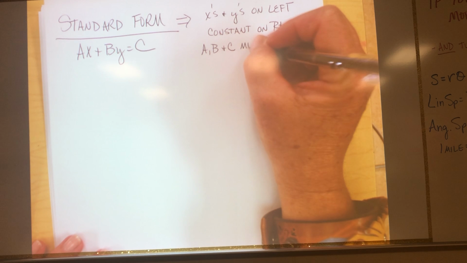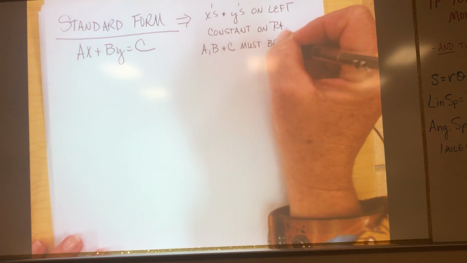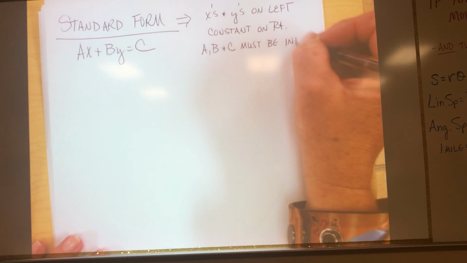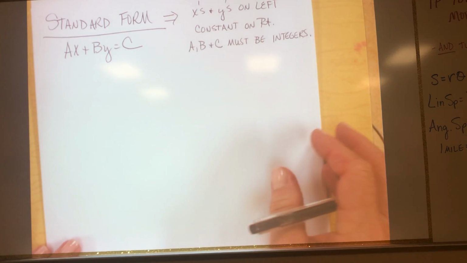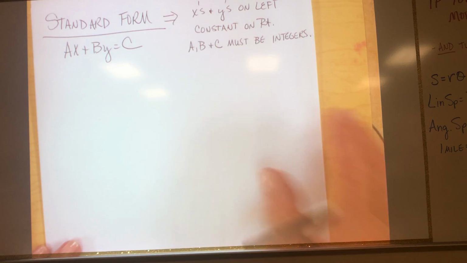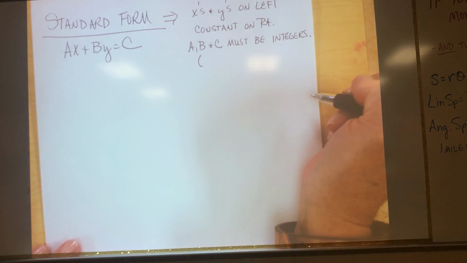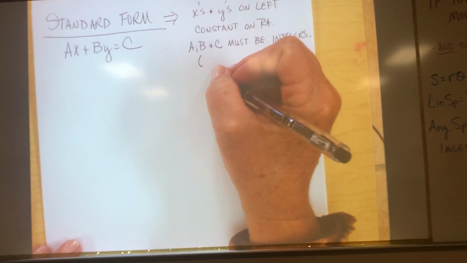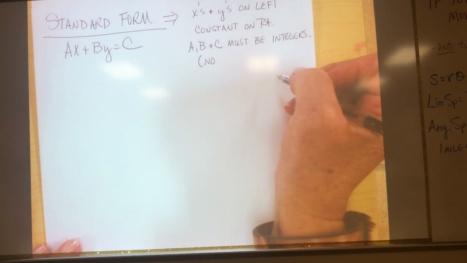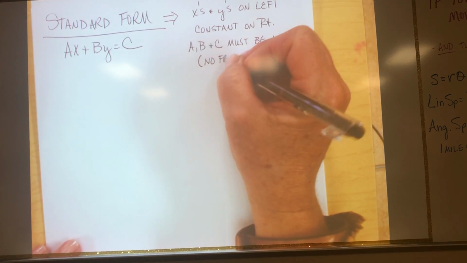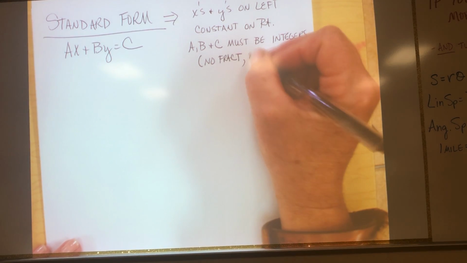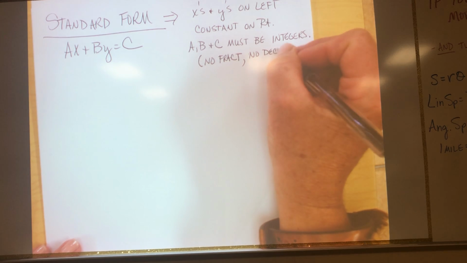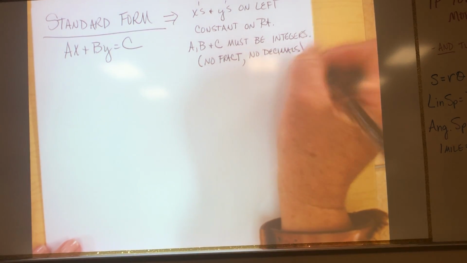Now, A, B, and C have stipulations. They must be integers. In order to be in standard form, A, B, and C must be integers. What is an integer? What can I not have? Fractions or decimals. Very good. Do you see why those definitions that we learned are important? No fractions and no decimals. Those are not allowed in standard form.